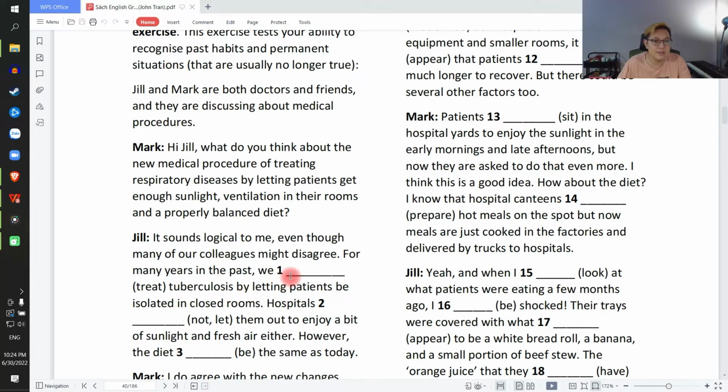Cho nên số 1 sẽ là used to treat. So number 1 is a bad past habit, so it's used to treat. Number 2, hospitals didn't used to let them out to enjoy a bit of sunlight and fresh air either.